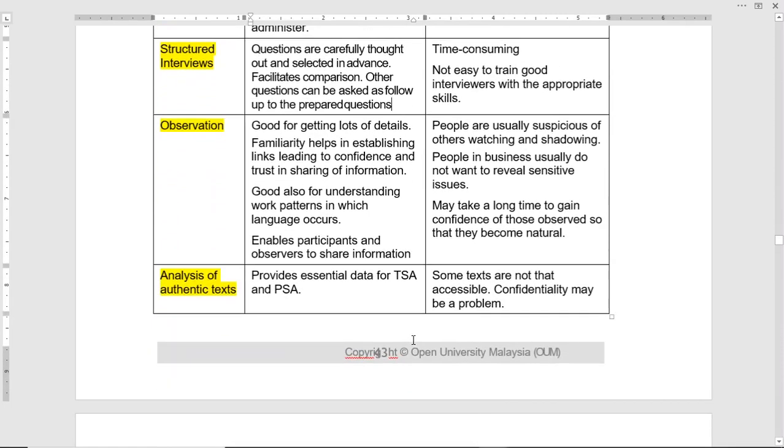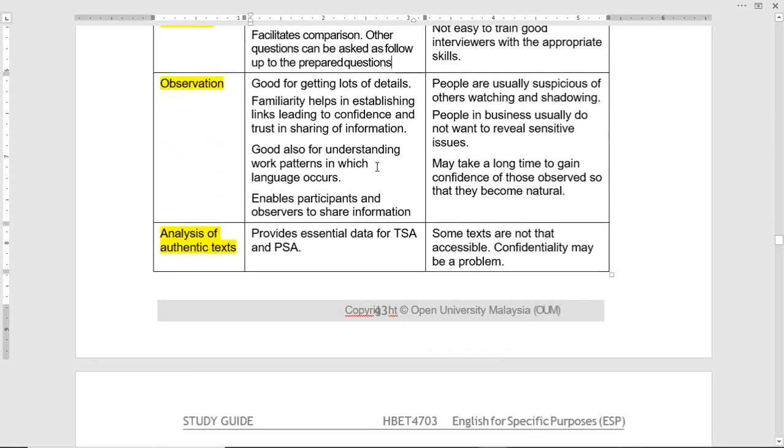Then observations. Actually, the learners who are already in the classroom also can be observed, so that you know their level, so that you can know their needs. Good for getting lots of details by observation. So this can be used. Another one is analysis of authentic texts.